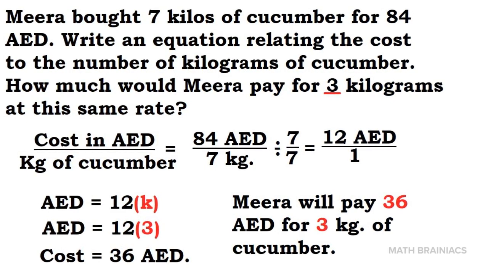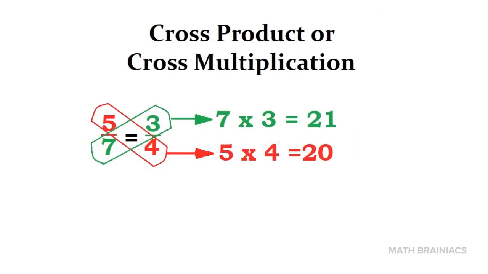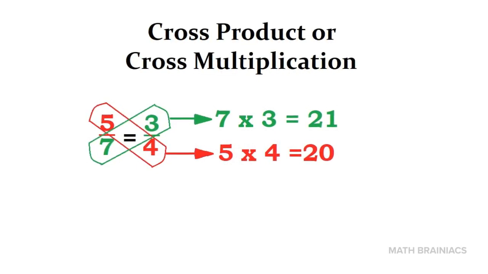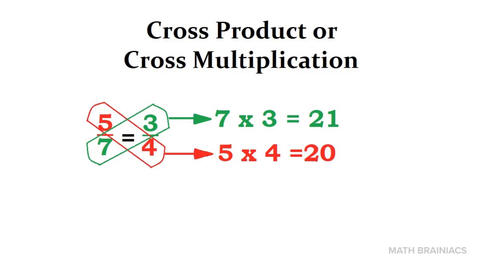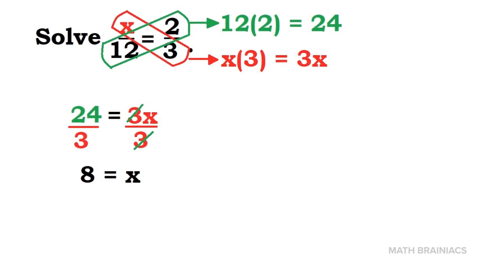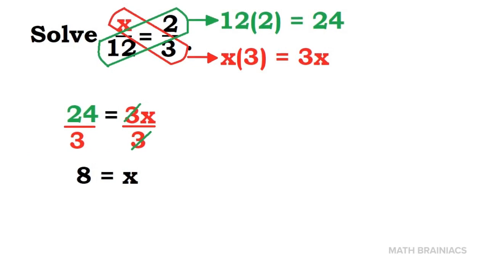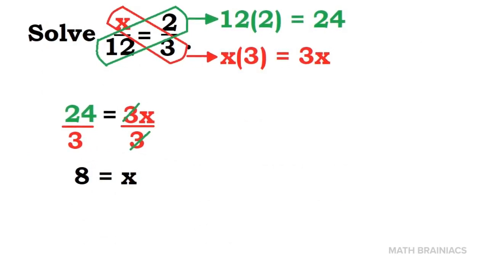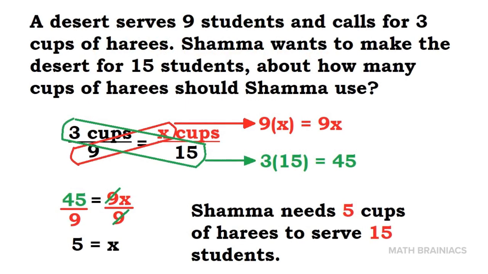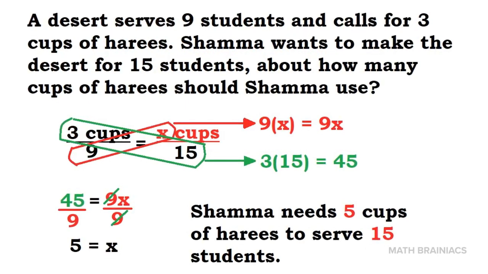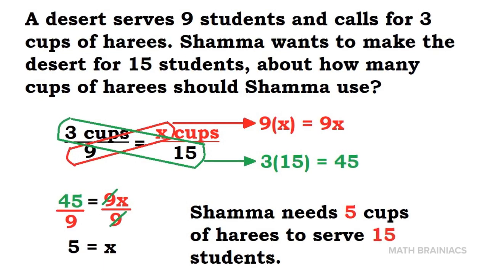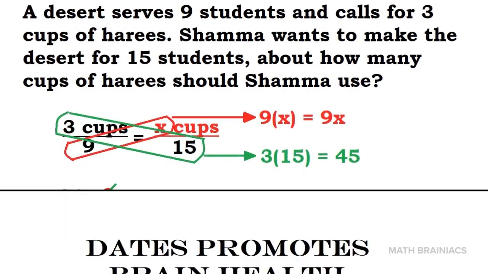It is very easy. To wrap it up, cross product or cross multiplication is multiplying the numerator of the first fraction with the denominator of the second fraction. Likewise, you're going to multiply also the denominator of the first fraction with the numerator of the second fraction. Once you get the product of the cross multiplication, you can find the unknown value by dividing the number with the variable on both sides. The step will always be the same.